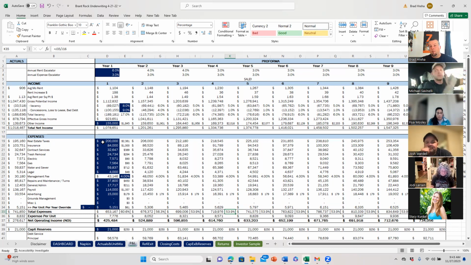So if you have one market, like my one student, he did Des Moines, Iowa and Jacksonville, Florida, like those markets are so far apart, they're completely different. So if he underwrites one deal in Des Moines, his rules of thumb are different than the one in Jacksonville.